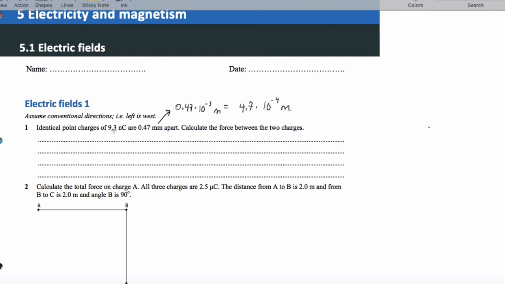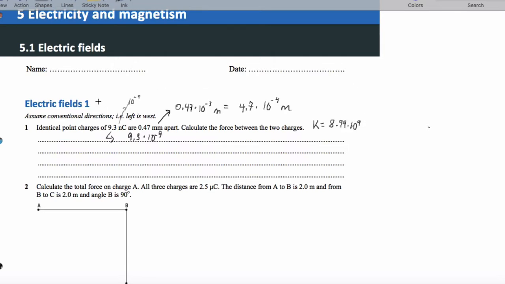meters. And then we have this 9.3 nanocoulombs there. Let's be clear here: this little n means 10 to the negative 9th. That is in the prefixes in the data booklet. So we have 9.3 times 10 to the negative 9th. And let's not forget that we have that letter K that goes into our force formula. That's 8.99 times 10 to the 9th.